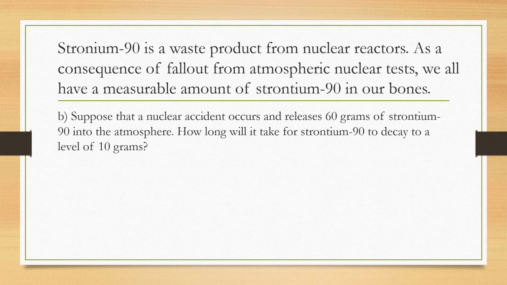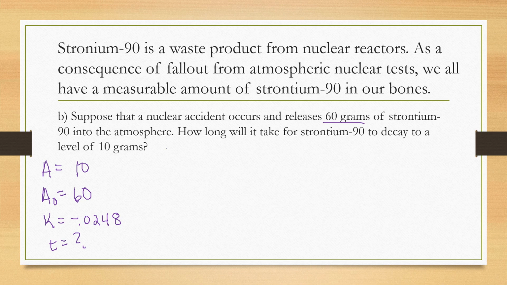So let's apply that formula that we just found in this situation. Suppose that a nuclear accident occurs and it releases 68 grams of strontium-90 into the atmosphere. How long will it take strontium-90 to decay to a level of 10 grams? So our ending amount is going to be 10. Our beginning amount is 60. And our k, which we found the last time, was negative 0.0248. And this time we're looking for the t.